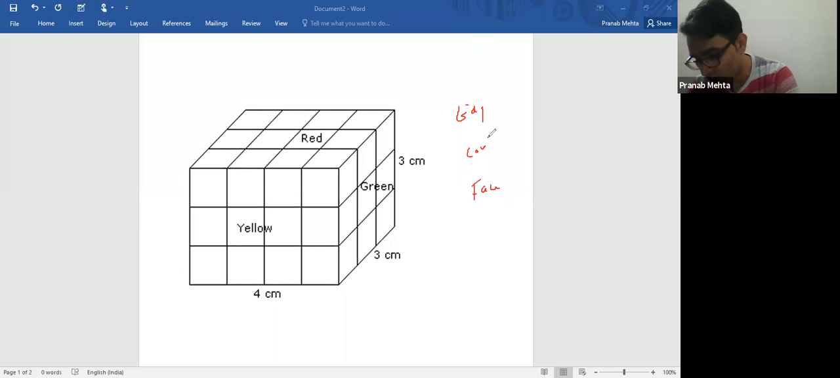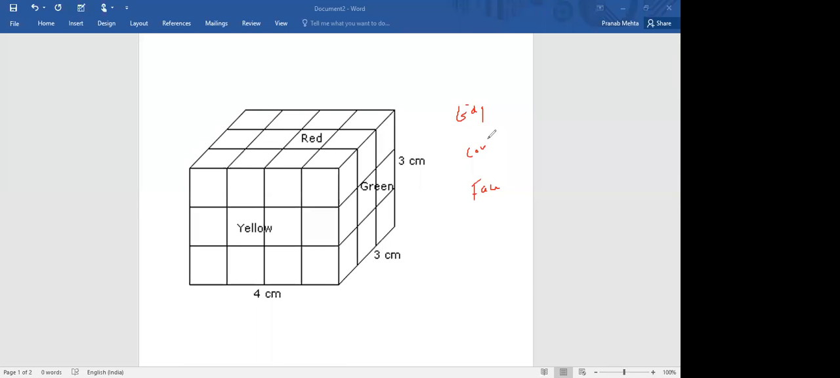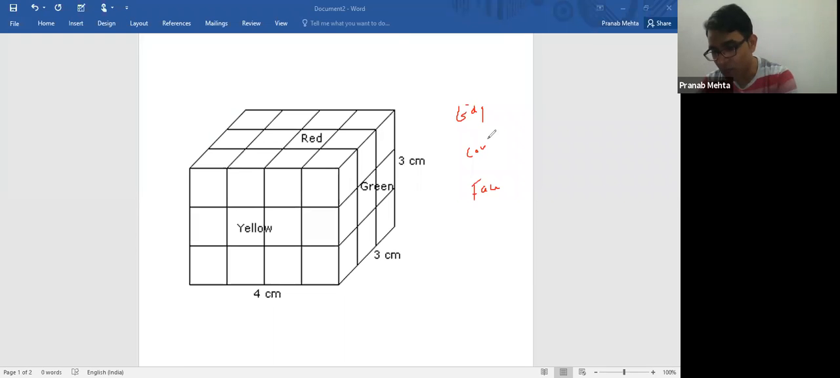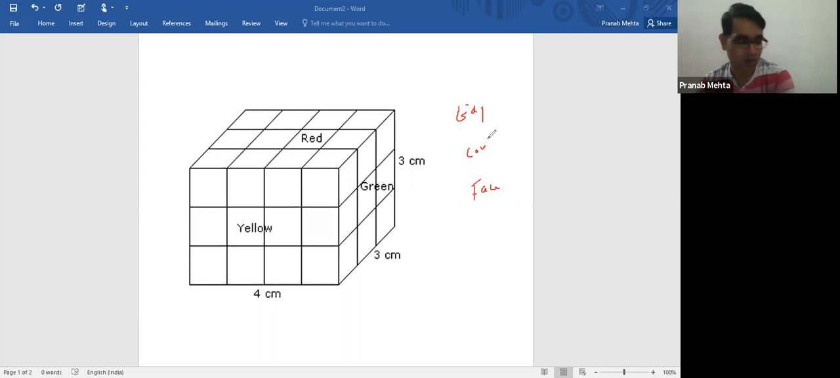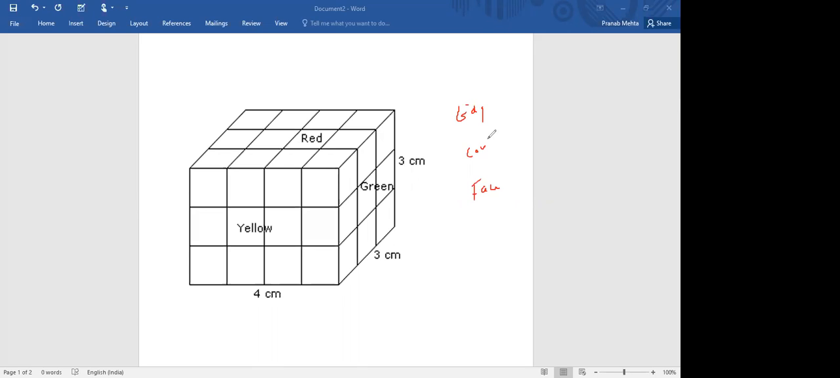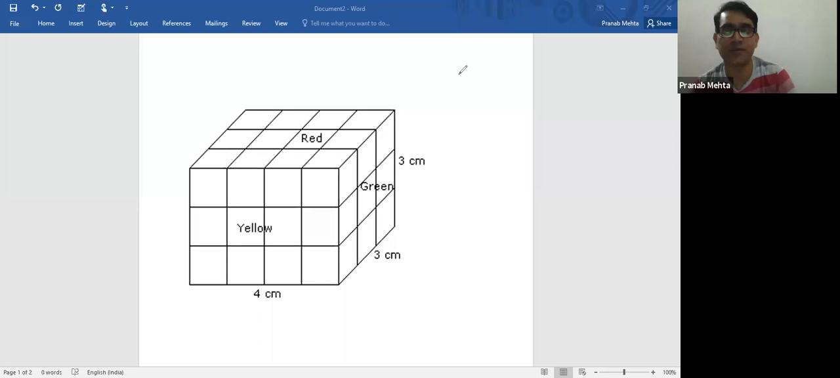How many of the smaller cubes will have only one face colored? Oh, sorry, I have not done this yet. How many of the small cubes have no face colored? First, let us talk about no face colored. How many of the small cubes will have no face painted? Check it out, all of you. This is interesting. So 2. Yes, let us see. Tell me how you've done.